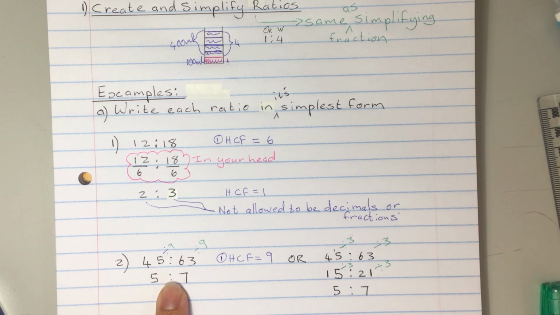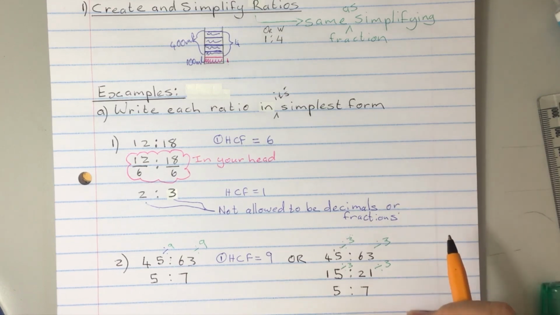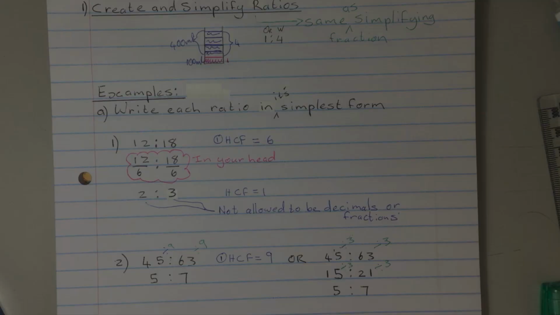answer. But sometimes we don't see the highest common factor, and that's not wrong. You just might need to double check that you have gotten to the simplest form. If we look at 5 and 7, our highest common factor between 5 and 7 is 1, and so now we know we are finished.